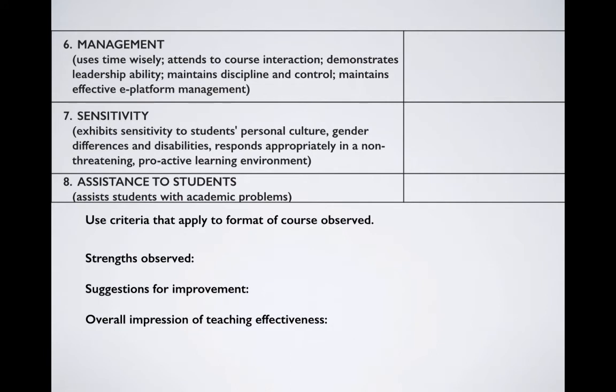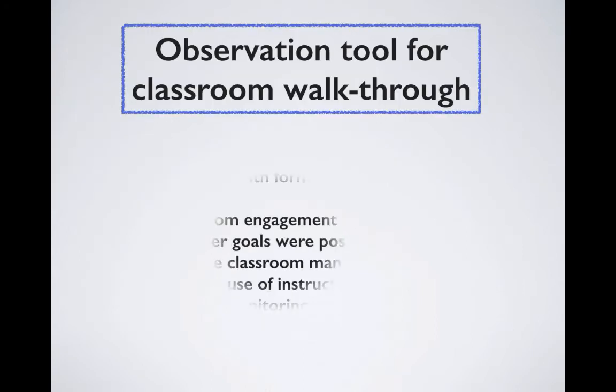There's also a section at the bottom of this form for the coach to make some notes about the strengths that were observed and suggestions for improvement, as well as the overall impression of teaching effectiveness. And again, the wording on this form is not set in stone, so it's important to make sure that you're using a form that works for both you and your coach that you're working with. Next, we'll look at the observation tool for classroom walkthroughs.